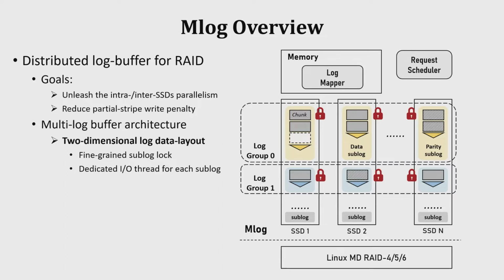Then, to efficiently manage multiple sublogs, Mlog constitutes a set of independent sublogs located across different SSDs as a log group. Furthermore, to accelerate location queries for data reads and buffer reclamation, Mlog employs a hash-based log mapper that stores the data mapping relationship between Mlog and the primary array of each buffered request.